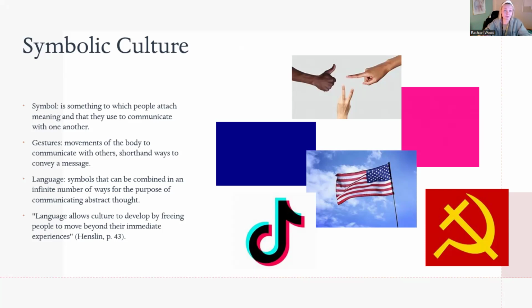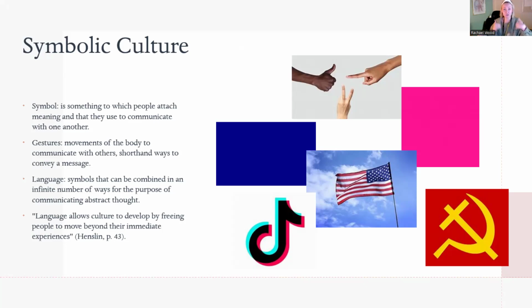Language are symbols, which is a funky way of thinking about language, but it's true. When you're looking at a particular letter, for example, like A, you recognize that as an A because it's a symbol. It represents something and holds meaning. And further, you form a word through that A. You know how to say A from seeing an A. So language are symbols that can be combined in an infinite number of ways for the purpose of communicating abstract thought. And it's how we get written down or verbalized messages to other people.